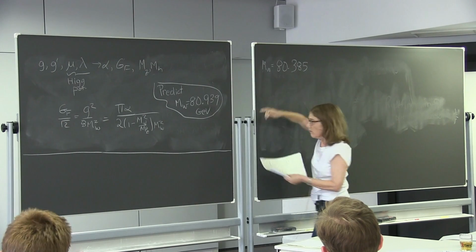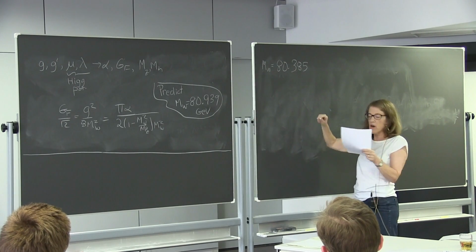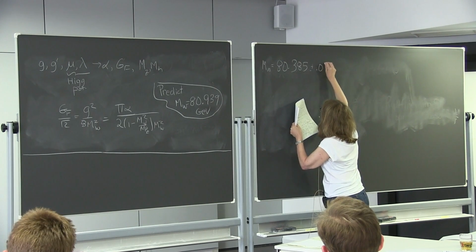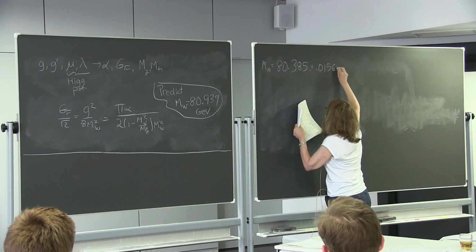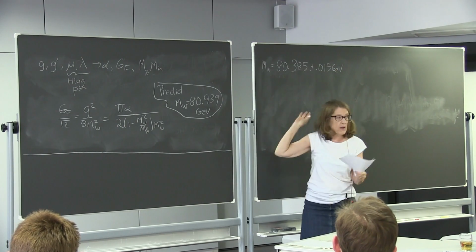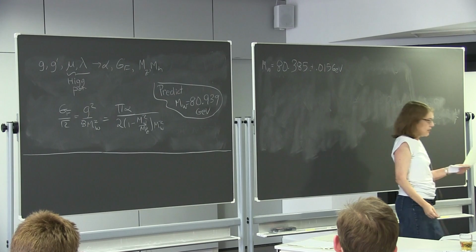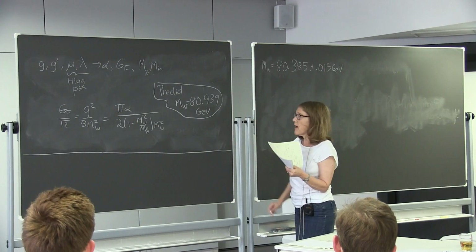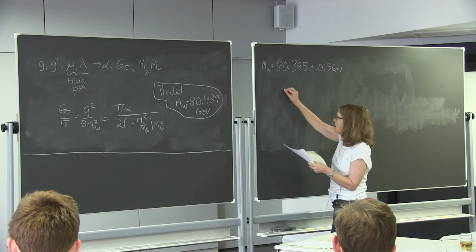385 looks pretty good so far. It's pretty close, right? But the error on the W mass is plus or minus 0.015 GeV. So it's actually pretty far off this prediction here. So I can renormalize everything and find the corrections to this. It's just the usual way.